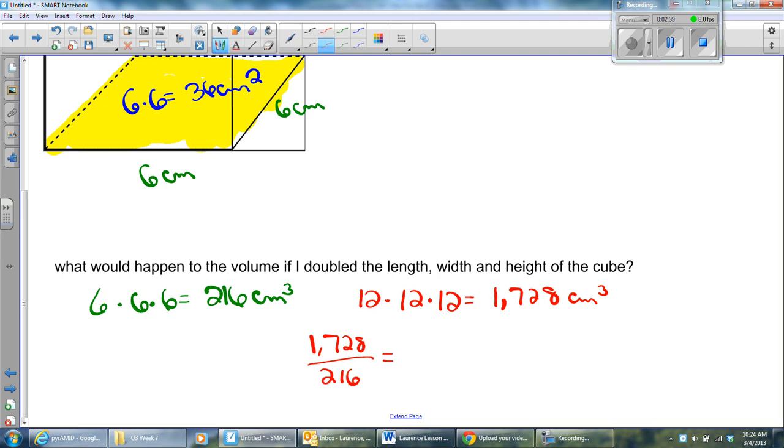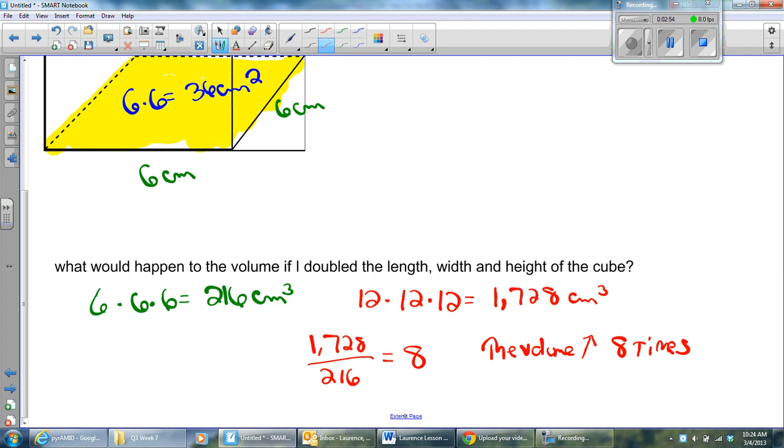And then you could take the 1,728 and divide it by 216. That's going to get me 8. That means the volume increased 8 times. Did you hear that? The volume increased 8 times. It's 8 times greater.